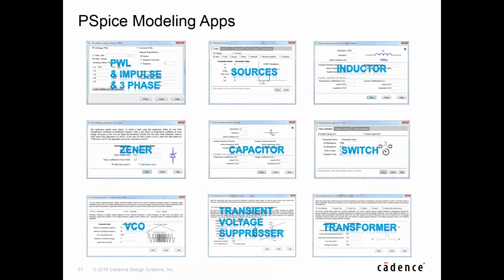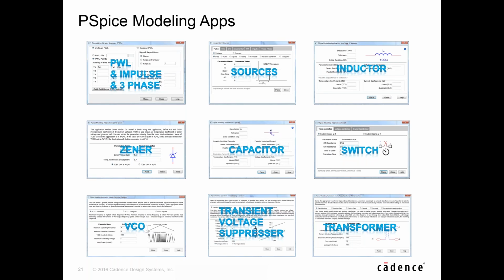We've also introduced PSpice modeling apps. These are some examples that we have now. We plan on continuing to add more of these. If you need to add a piecewise linear source or a Zener diode or a transient voltage suppressor or a transformer, you can launch these model apps directly from the schematic editor.